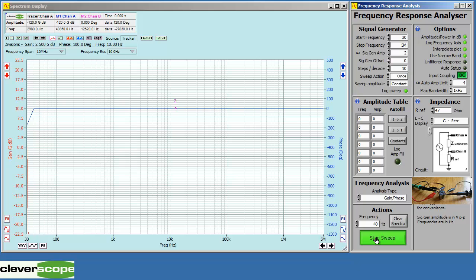It's a little 3H1 RM6 pot core, as far as I can recall. We're starting at 30 Hz, and as you can see, the gain is unity at 30 Hz.